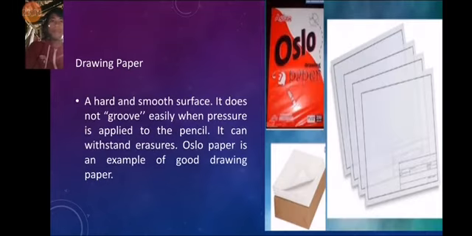Then, next, drawing paper, a hard and smooth surface. It does not grow easily when pressure is applied to the pencil. It can withstand erasures. Also, paper is an example of good drawing paper. So, this drawing paper, if you love sketching, drawing, or drafting, we are already familiar with the best drawing paper that we can use to make our output perfect and accurate, the output that we want to produce.